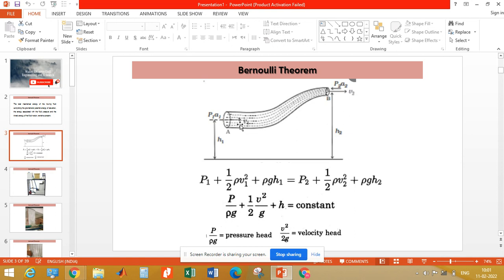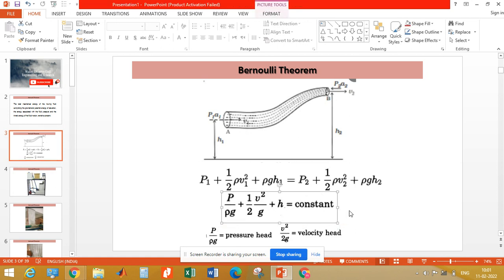If the pipe is entirely horizontal, there is no change in elevation, then h1 will be equal to h2, and h1 and h2 will cancel out, and we will have the sum of pressure energy, that is p by rho g, and v square by 2g will be constant, and this term due to potential energy will cancel out from either side. So in this way, the potential energy will cancel out, and we have that pressure energy plus kinetic energy is equal to constant along a streamline. So what do we mean by that?